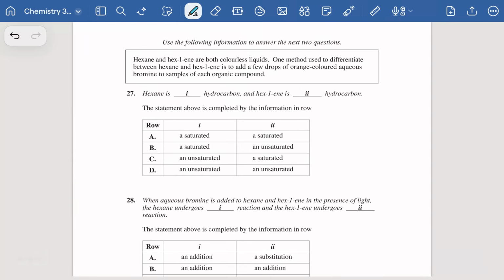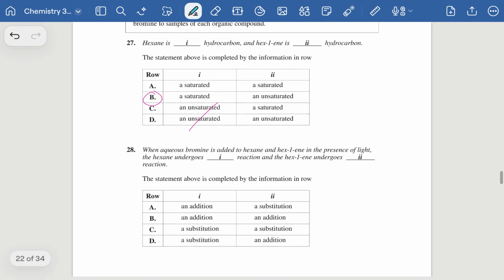Okay, moving from here, you have hexane and hex-1-ene. They're both colorless liquids, and you're adding some orange colored bromine. If you remember the bromine test, you add in bromine, and if it is an alkane, the color will stay brown. If it's an alkene, the brown color from bromine will disappear, and the double bond breaks. So here, just going over that, we know hexane is saturated and hexene is unsaturated. So just asking about that.